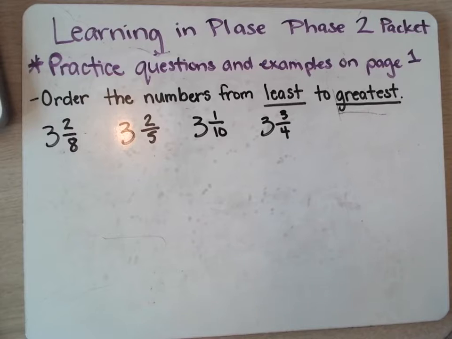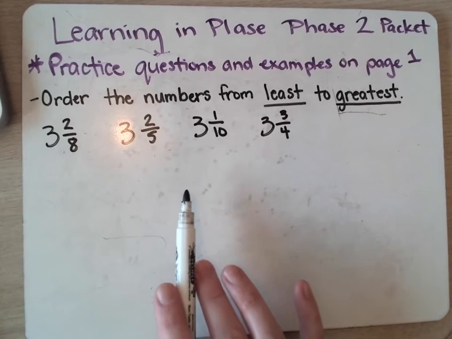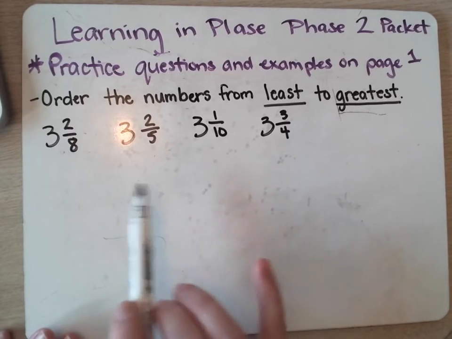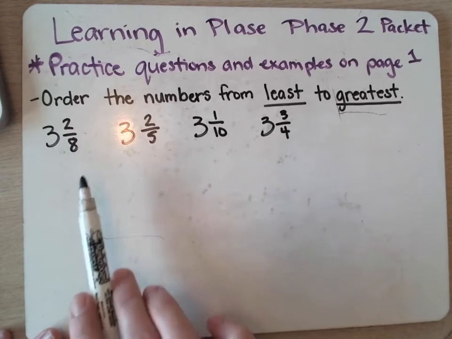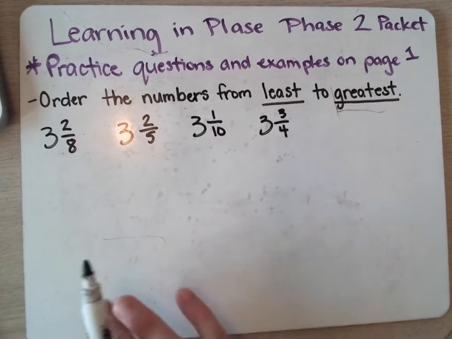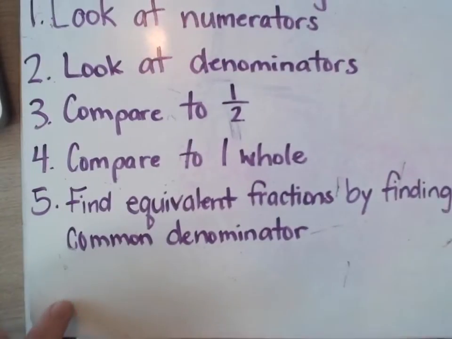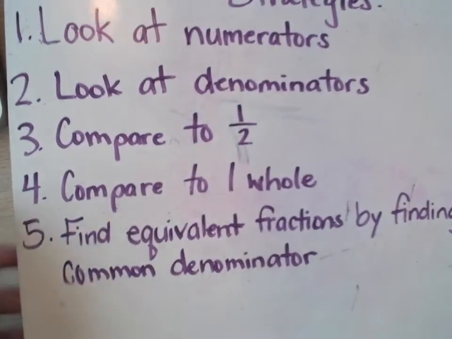Looking at these mixed numbers, I know each one of these has 3 wholes and then a smaller fraction. None of my denominators are the same, but I do have 2 with the same numerator. Since I'm comparing 4 different mixed numbers, I'm just going to go ahead and use strategy number 5, finding equivalent fractions by finding a common denominator.